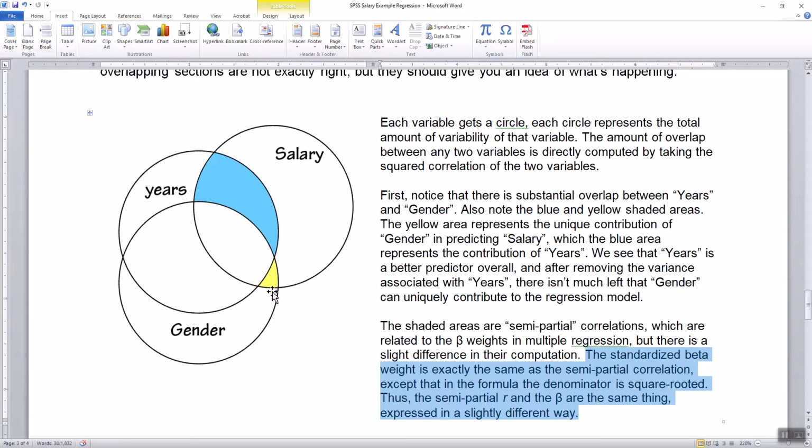But what happens is that something that's significant on its own, such as gender, where if you look at the linear regression of gender, would have all of this overlap with salary. This part now is not used. And that's why the individual contribution of gender gets very, very small.